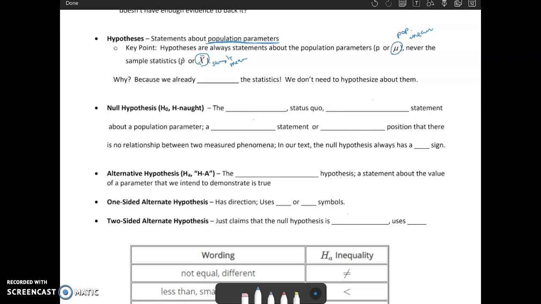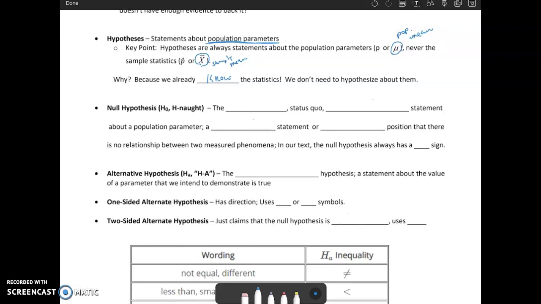Why would we not write a hypothesis about a sample mean? Because we already know that. There would be no need to hypothesize about it. I'm going to take a sample and I'm going to know exactly what that sample mean is. I'm going to calculate it. So there's no reason at all to hypothesize about what it might be. I know it. What we're doing is we're taking that sample mean and we're using it to hypothesize about the whole population, right? Those are the values that we don't usually know.